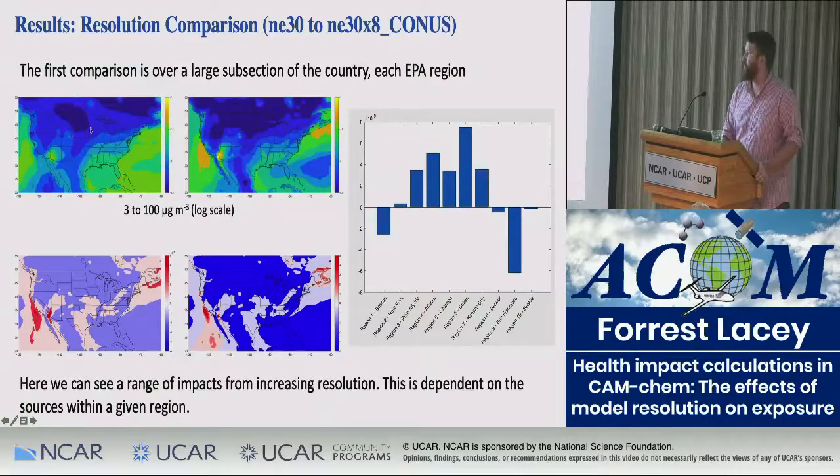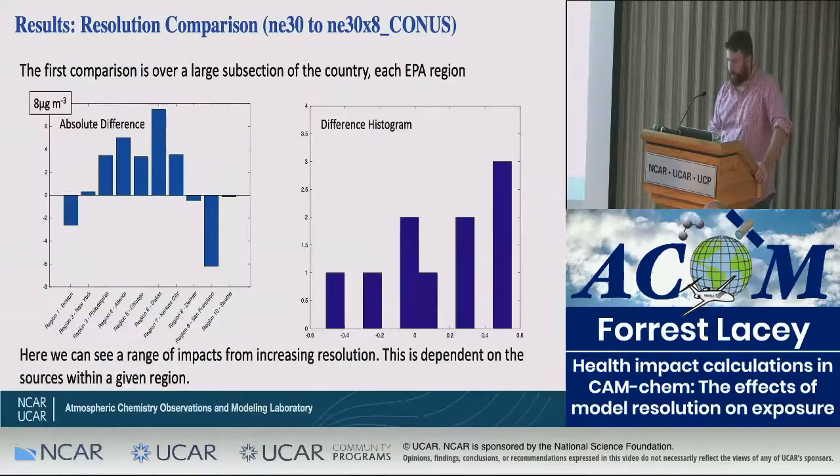This box here is the 1 degree model. This is the regional refined model. This is absolute difference and then percent difference. And what I've done was I've calculated the PM2.5 between all of these for each different model. And then this chart here is showing the difference between the SE and the SE regional refined for each EPA region. And it shows it a little bit better here.